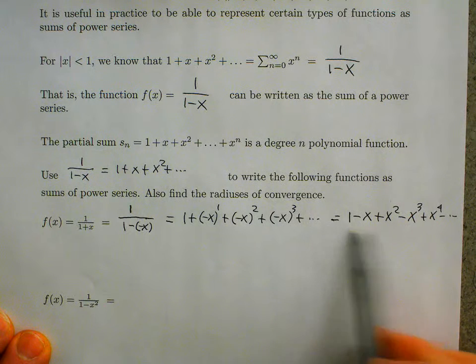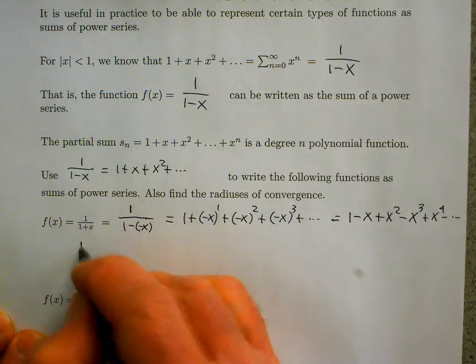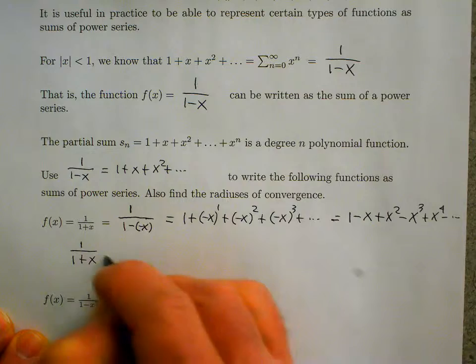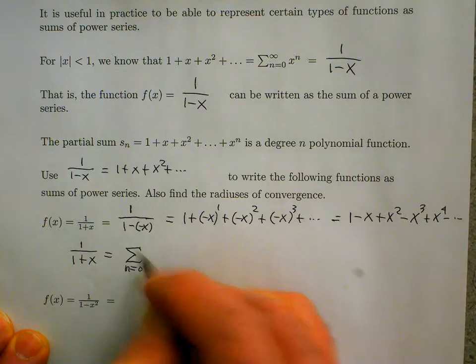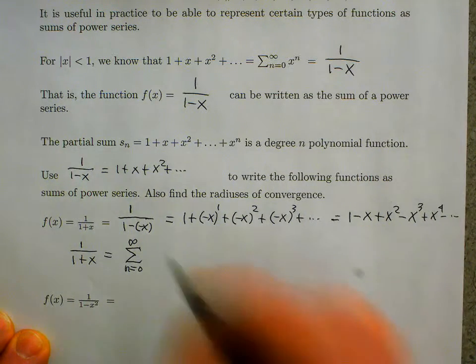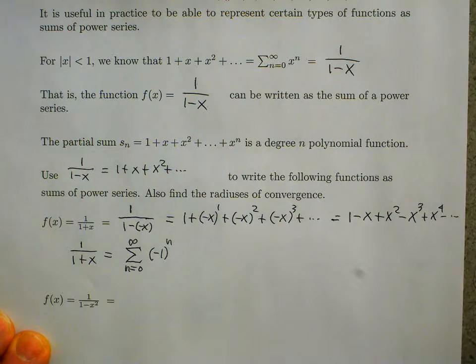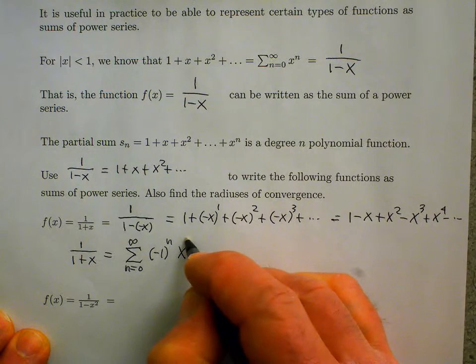And then using the sigma notation, we'll get 1 over 1 plus x equals the sum from n equals 0 to infinity. Well, this is alternating, so we have negative 1 to the n times x to the n.